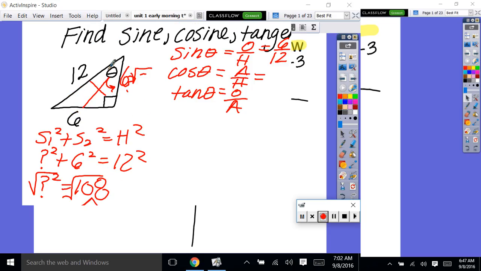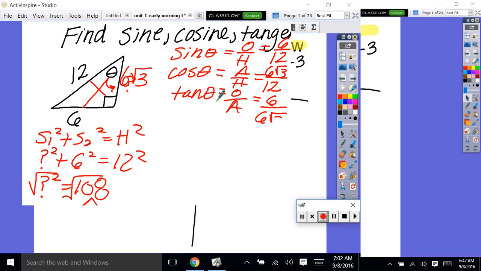Okay, now we can continue. Cosine is adjacent, which is 6 square roots of 3, over hypotenuse, which is 12. Can't we divide 6 and 12? Yes, right? Because it's multiplication. So that's square root of 3 over 2, because 6 over 12 is 1 over 2, correct? And tangent is opposite over adjacent. Opposite 6 over adjacent, which is 6 square roots of 3.